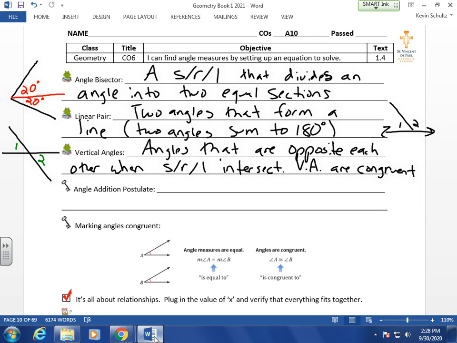So we could say that angle 1 is congruent. Remember, the congruent symbol is the equal sign with a little wavy thing over it. Angle 1 is congruent to angle 2. A second pair of vertical angles in this same diagram would be angle 3 and angle 4. They are also opposite each other. So we could say that angle 3 is congruent to angle 4.